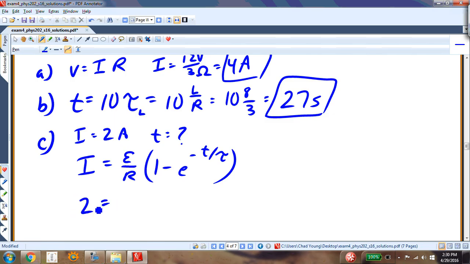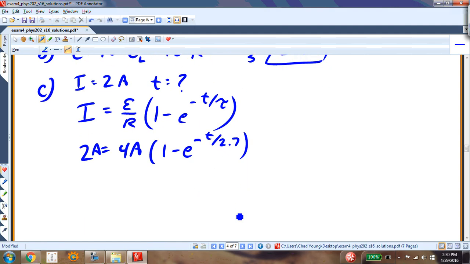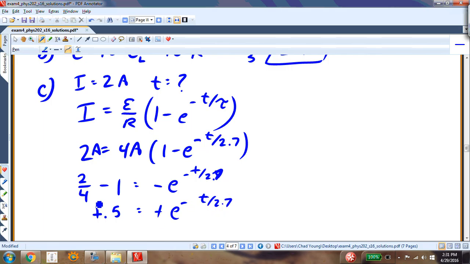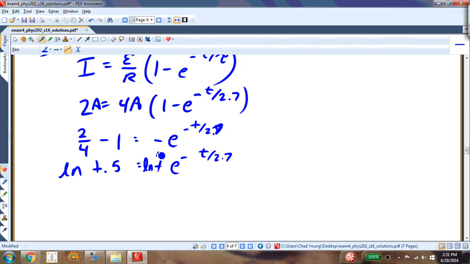I'll just go ahead and put in my numbers. 2 amps, 4 amps, 1 minus e to the minus t over 2.7. 2 over 4, minus 1 equals negative e to the minus t over 2.7. This is negative 0.5. Make those positive, do the natural log of both sides. And I get, solving now for t, this cancels, and my t is equal to 1.9 seconds.